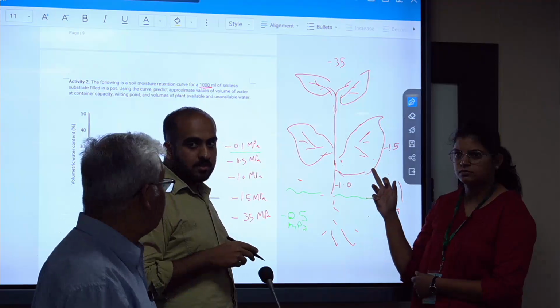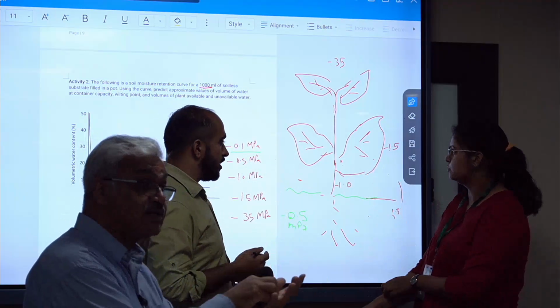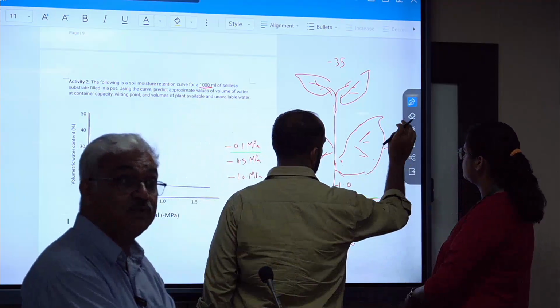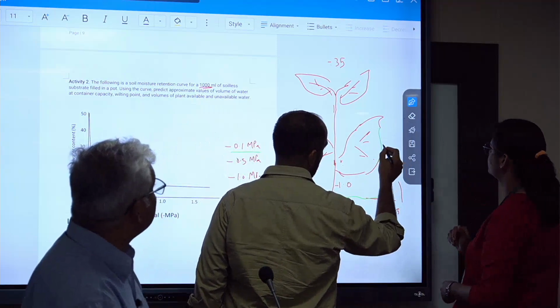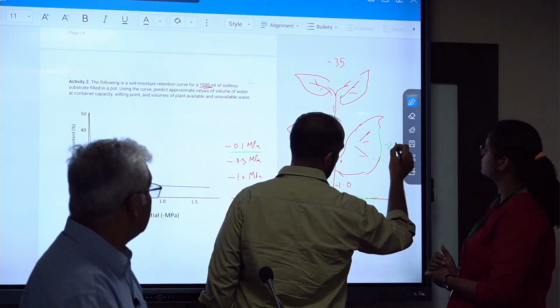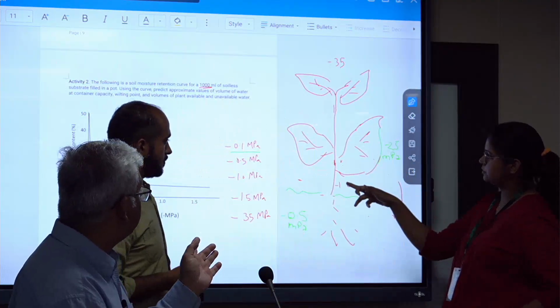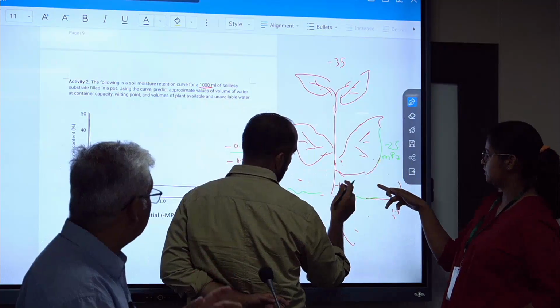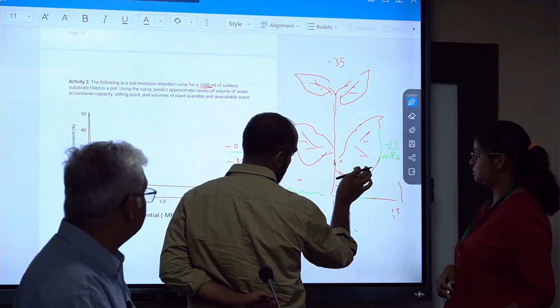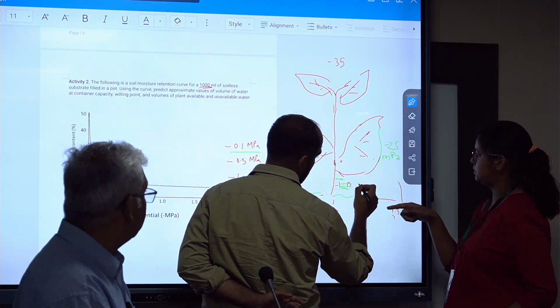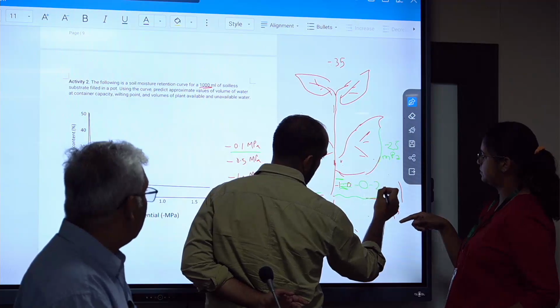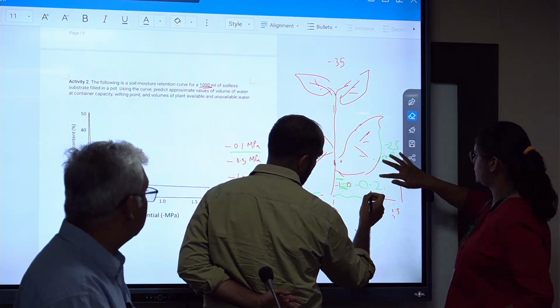Yes, because you are adding more salts. Salts will make it more negative. So they have to probably go to minus 2.5. So when that is minus 2.5, then the stem will become minus 2.0.